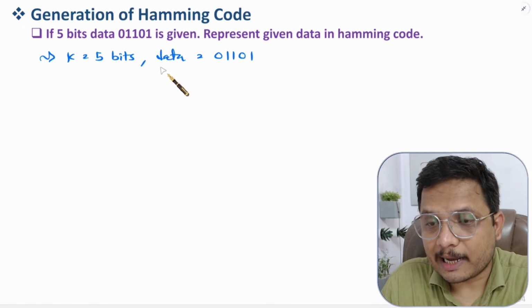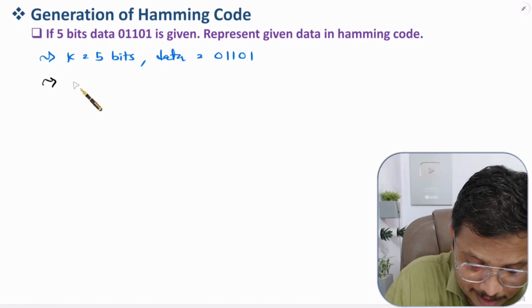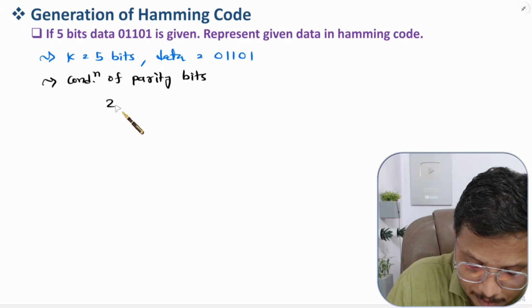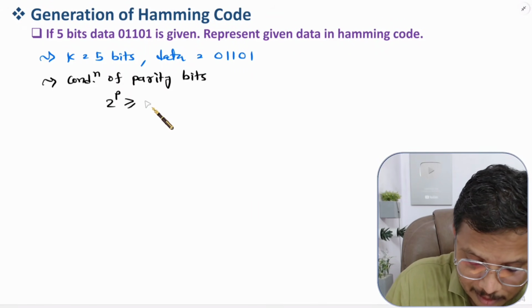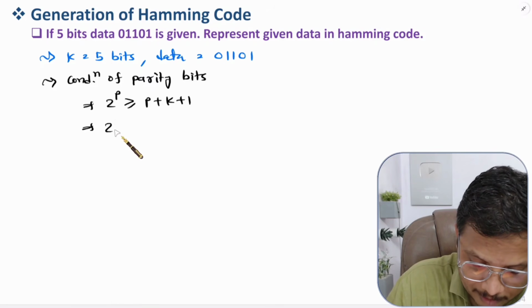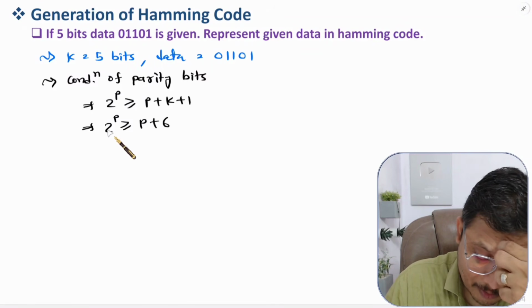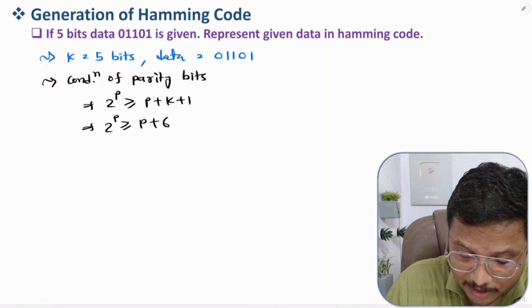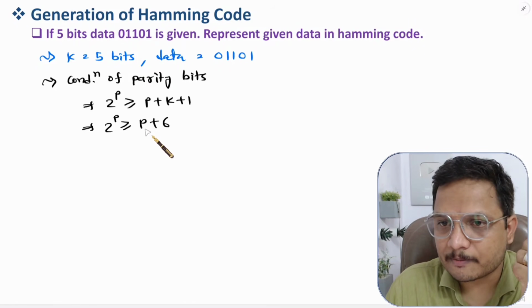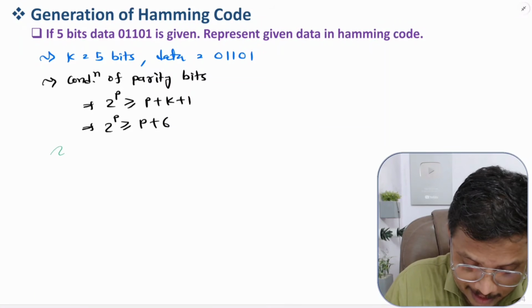First of all, we need to understand how many parity bits we need. For that, you should know the condition, right? The condition for parity bits is 2 to the power p should be greater than or equal to p plus k plus 1, right? Here k is 5, so 5 plus 1 is 6. This is the condition we need, and based on this we can find the minimum number of parity bits by taking some assumptions.